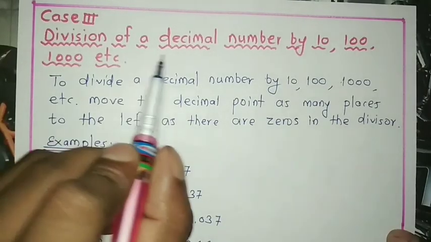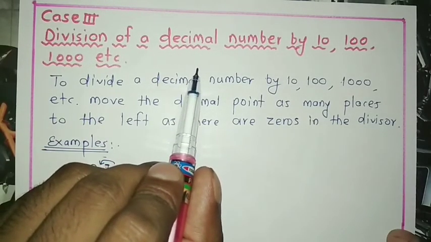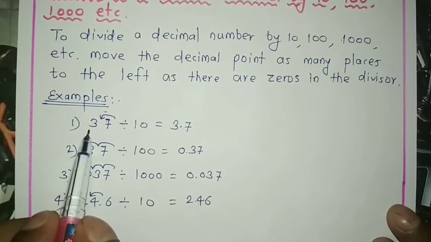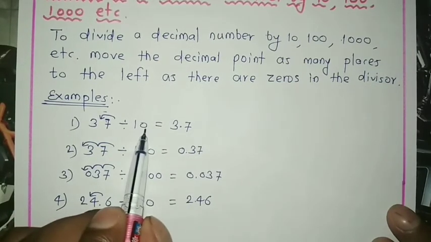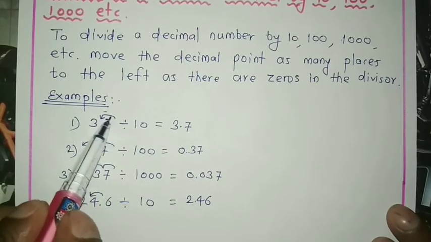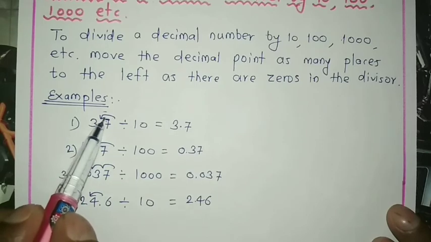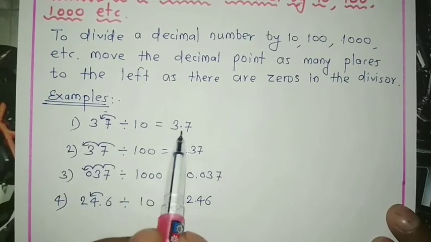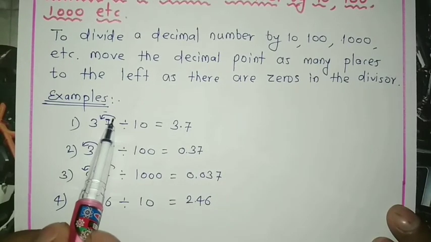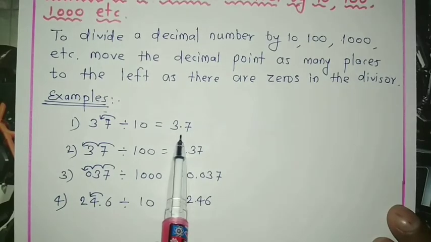So next is case number 3, division of a decimal number by 10, 100 and 1000, etc. To divide a decimal number by 10, 100, 1000, etc., move the decimal point to the left as many places as there are zeros in the divisor. So here are some examples of this type of case. 37 divided by 10: in this case we only have to move the decimal point one place. So I get the answer 3.7, because here is a 10.